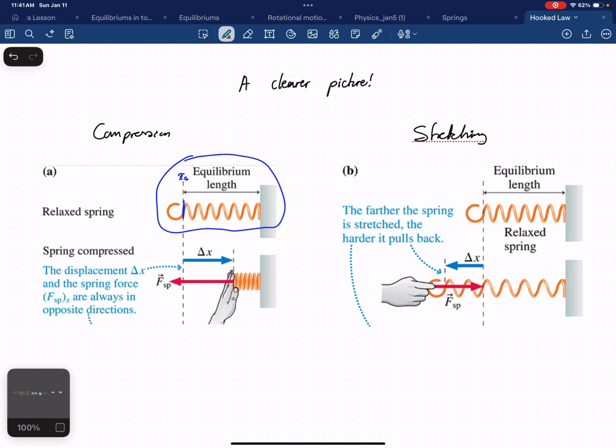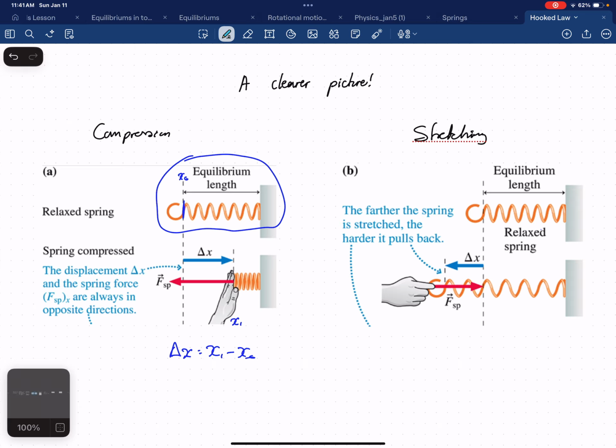length x naught to some length x1 where my hand fully displaces the spring. So that delta x we're referring to here is going to be x1 minus x naught. And we can see that if I displace this, I have a very good vector arrow here to show you that it's actually pointing in the opposite direction.